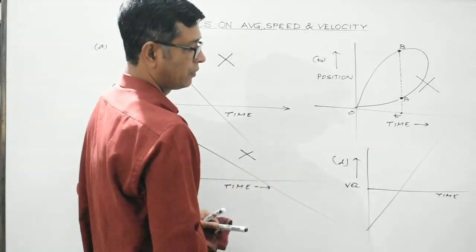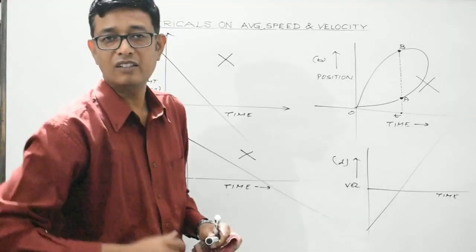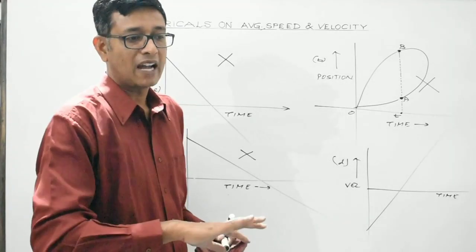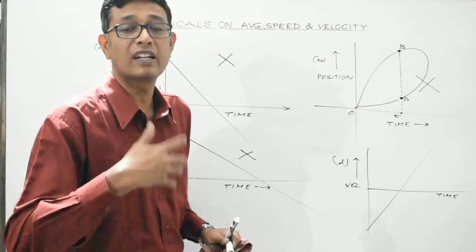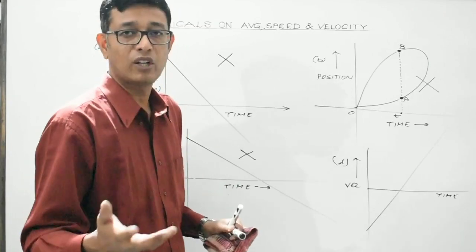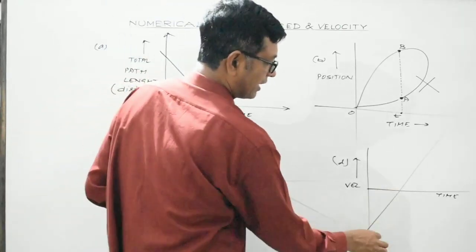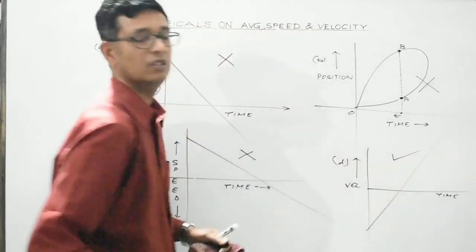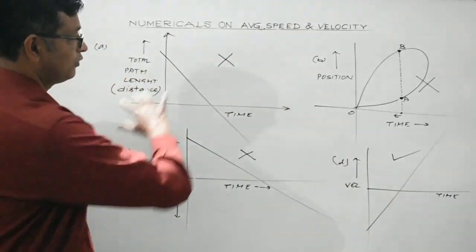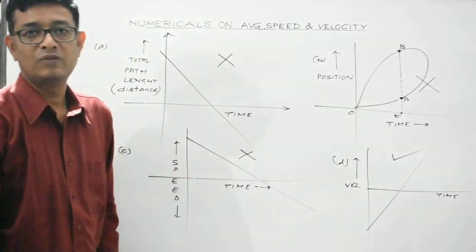Fourth one. It's a graph between velocity and time. Velocity, you are aware, is a vector quantity. It has both magnitude as well as direction. If the displacement is negative, the velocity can also be negative. So velocity of a body can be negative, positive, or even zero. So this represents negative velocity, this represents positive velocity. So obviously, it is possible. So out of the four graphs, only graph D is possible.